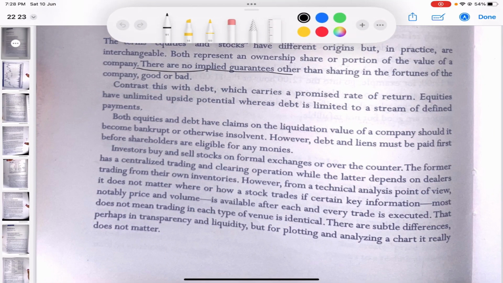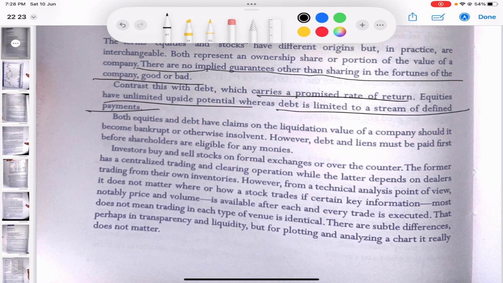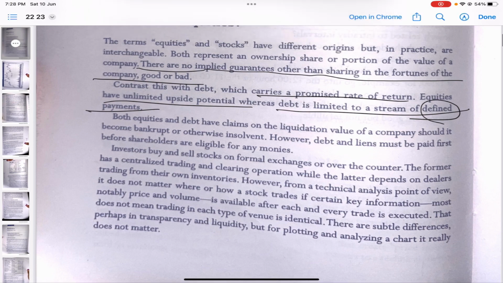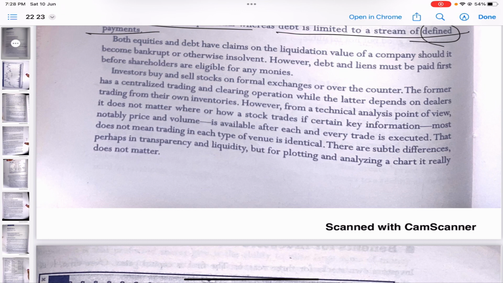There are no implied guarantees other than sharing in the fortunes of the company, good and bad. Contrast this with debt. What happens in debt? It carries a promised rate of return. Equities have unlimited upside potential, whereas debt is limited to a stream of defined payments. When you talk about debt instruments, there is a particular fixed amount or fixed interest which can be received. But if you're talking about equity or share capital, whatever you're going to receive, the dividends or whatever, is going to be unlimited. It can be as much as possible, right? That's the biggest advantage of raising money through shares rather than debt instruments.